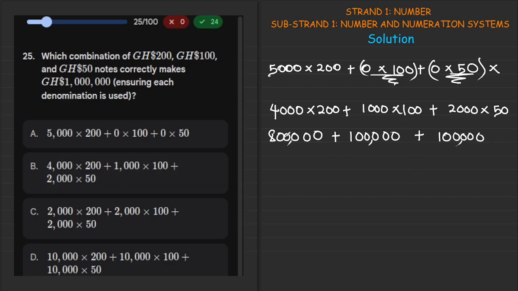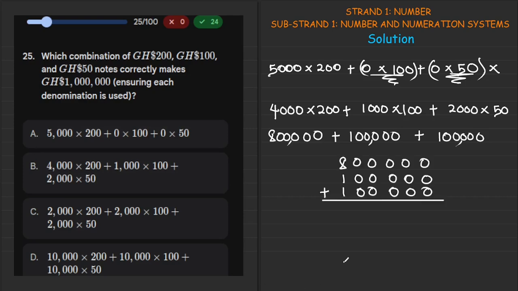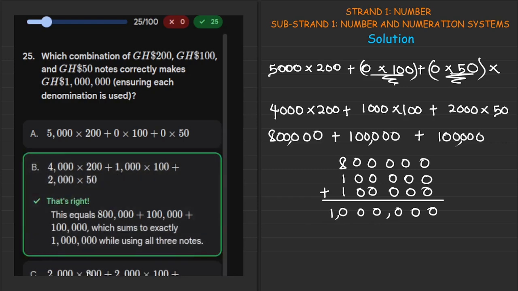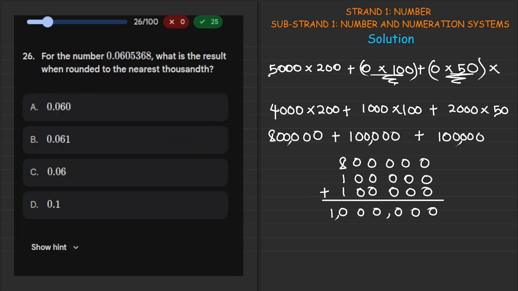In actual sense, we want to add all of this using the vertical method. As you can see, if we want to use this method and add everything, all of these give us zeros. Then 8 plus 1 gives us a 10. And that gives us 1,000,000 cedis. It simply means the B satisfies, and there's no need going to check for the remaining.